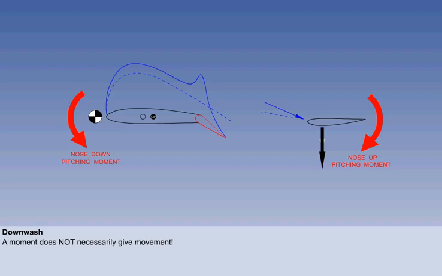So, if you are asked the question, what pitching moment does the aircraft experience when trailing edge flaps are deployed? The only answer you can give is, it depends. The net pitching moment the aircraft experiences will depend upon which of the two pitching moments is dominant. On some aircraft, the net pitching moment will be nose down. On some aircraft, the net pitching moment will be nose up, and on other aircraft, there will be no net pitching moment.